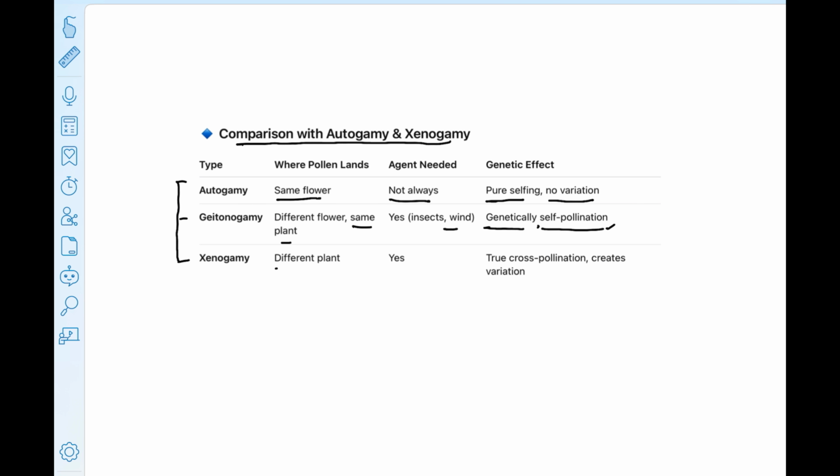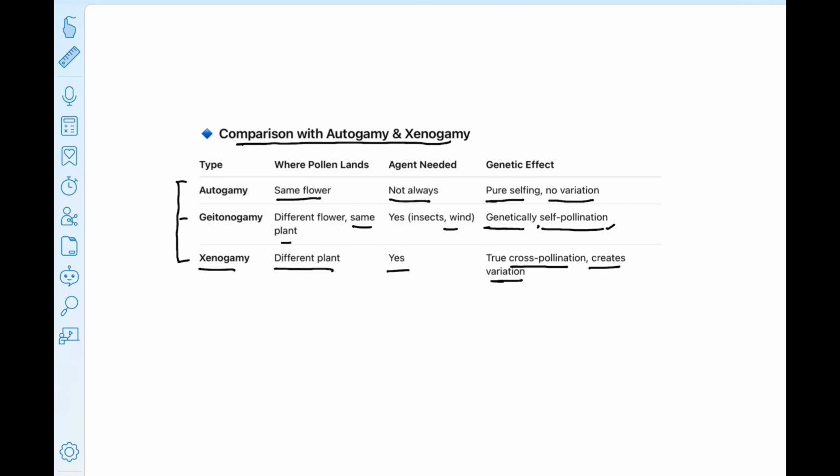The third one is xenogamy, where a different plant is involved. Agents needed? Yes. It cannot be possible without pollinators. And what is the genetic effect? There is true cross-pollination, and this cross-pollination creates variation. So there is genetic diversity. Xenogamy is the only type of pollination which brings genetically different types of pollen grains to the stigma.